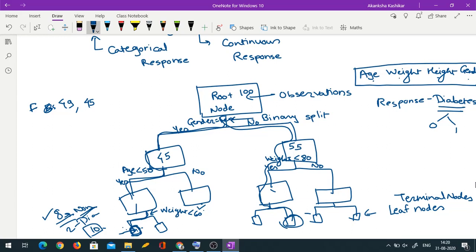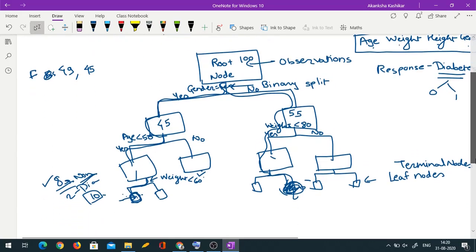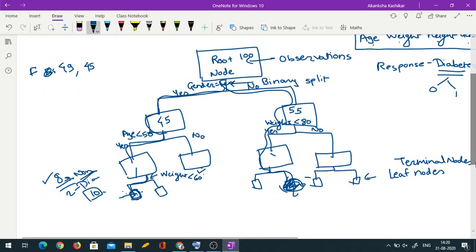In a regression setup, what you would do is take the average of all the predictions, all the responses in that class. Is it okay? Now you must have come up with many questions. First of all, why start with gender here? Why start with age here? Why 50 and so on?